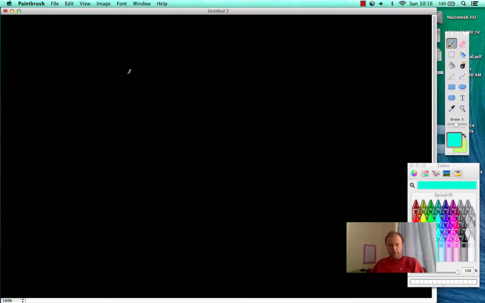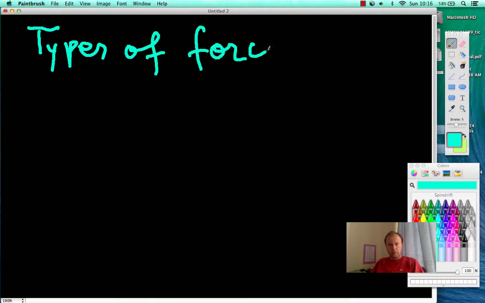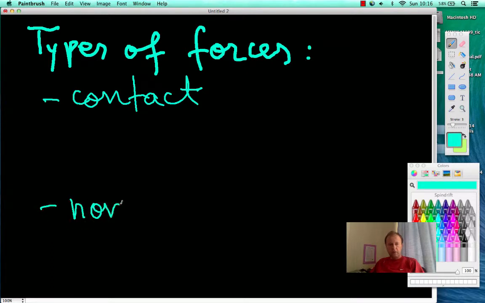Okay, so I'm trying here something different to reverse the colors. So let's remember from class what type of forces did we learn? Type of forces. Okay, let me do this a little bit smaller. So they are contact, right, and non-contact forces.